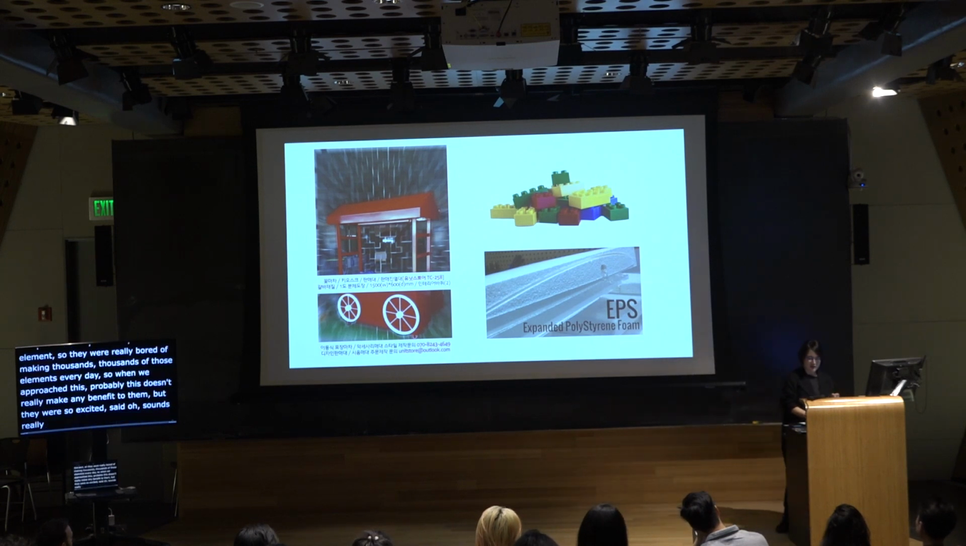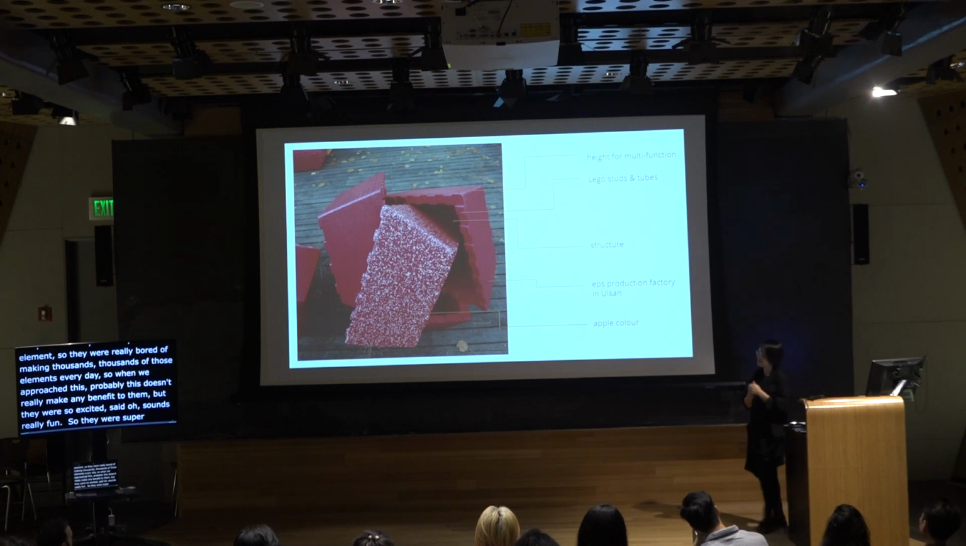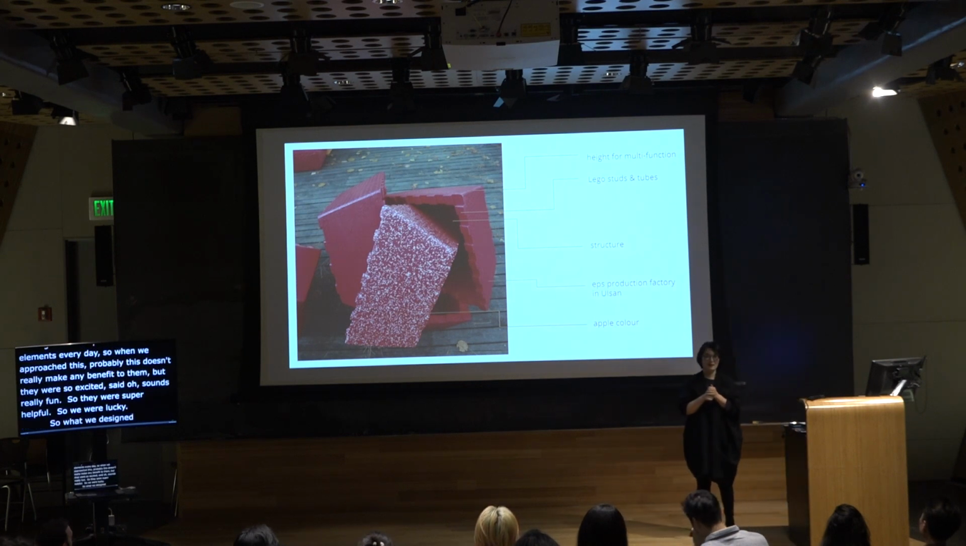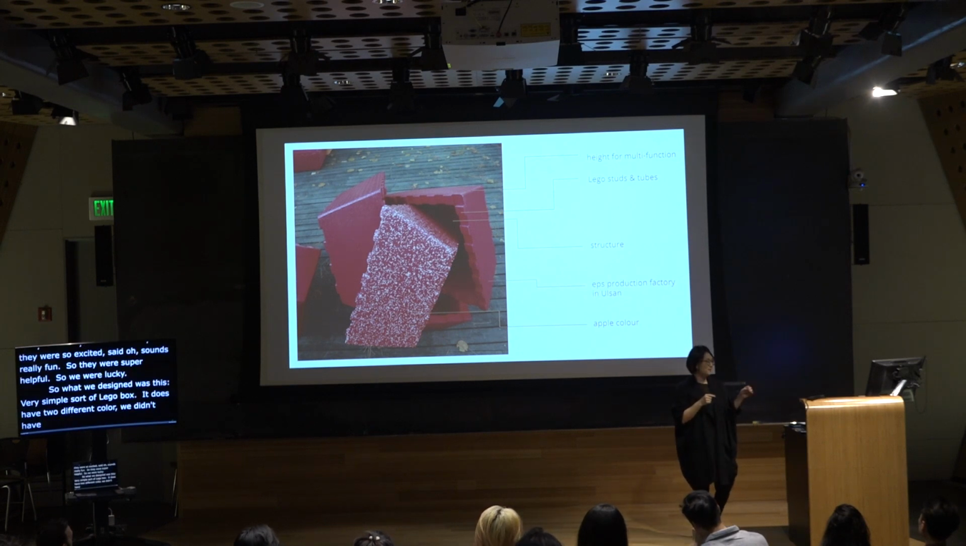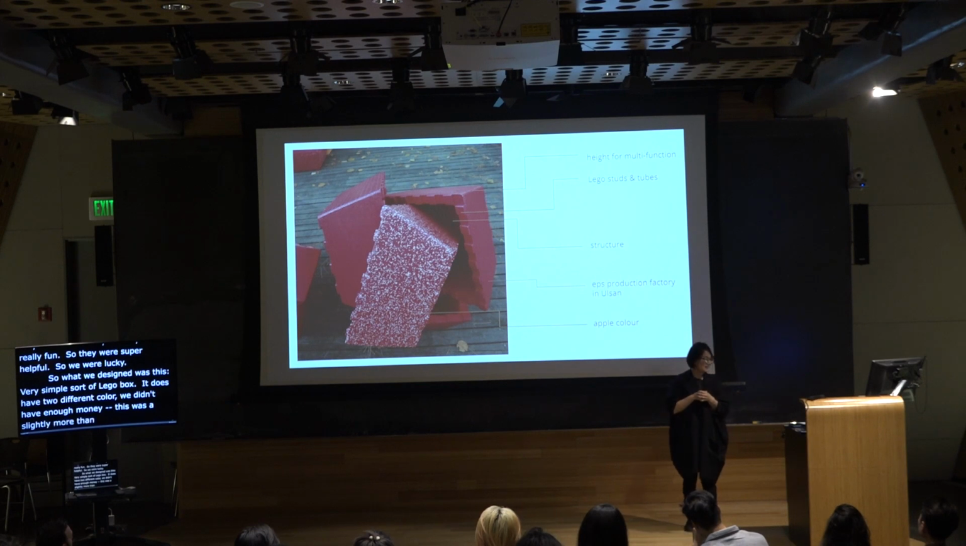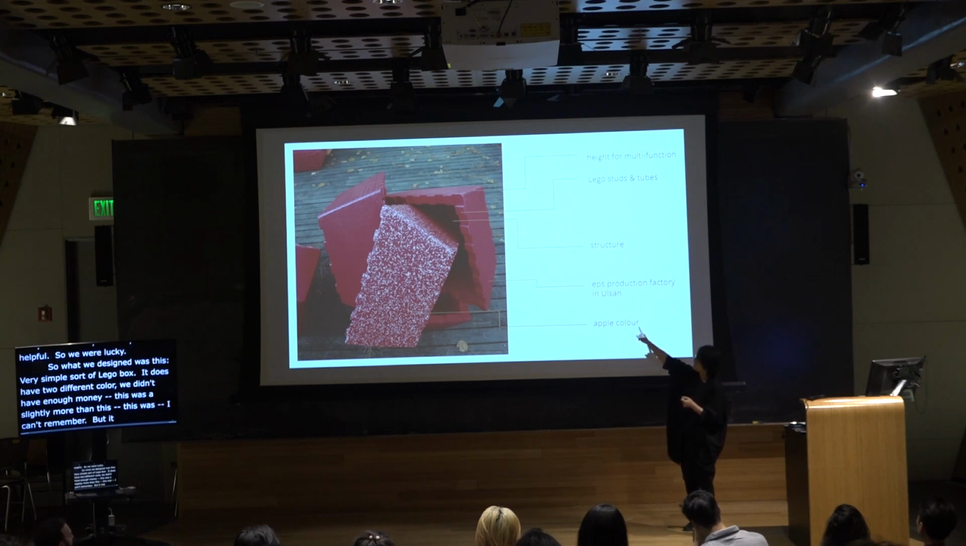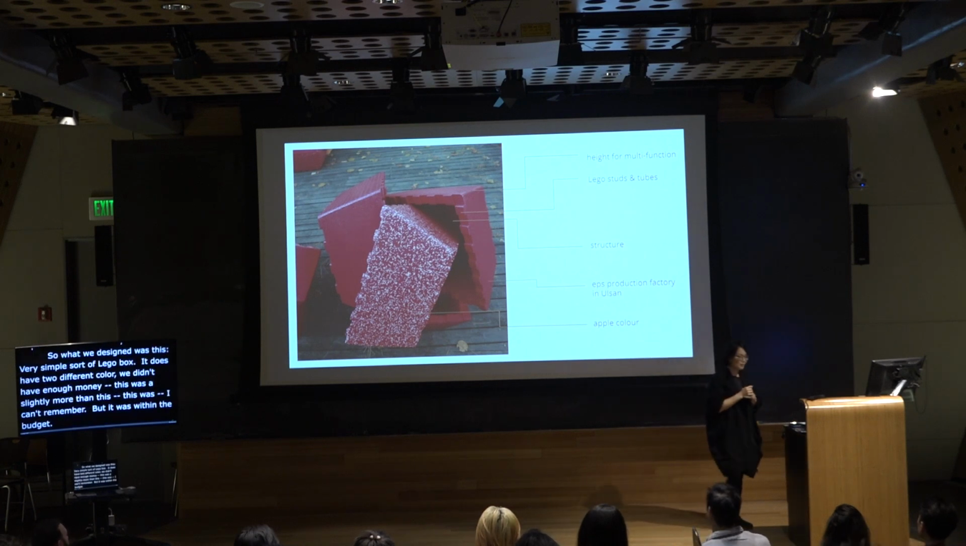So we are lucky. So what we designed was this. A very simple sort of Lego box. It's just 2 different colors. We didn't have enough money. Well, this was slightly more than this. This was, I can't remember, but it was within the budget. So 2 different colors, 1 single module.